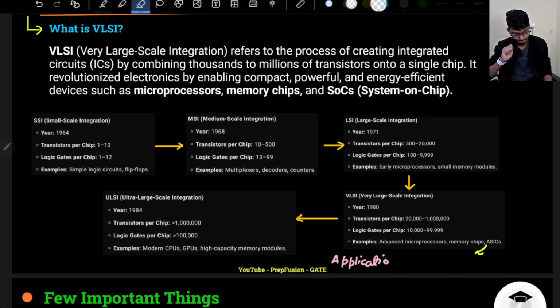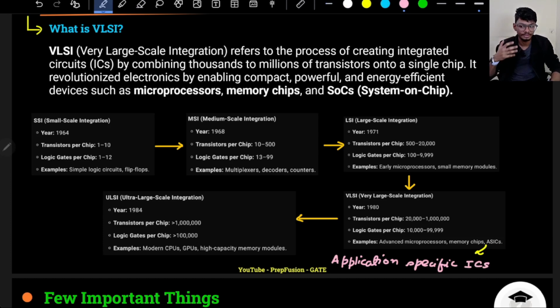Application specific ICs. That is what we mean by ASICs, okay. So we will come to this as well. I will explain a bit about ASICs, because knowing ASICs is also important, because a few companies hire ASIC engineers. You have to know what ASIC actually is, so I will tell you about that as well.